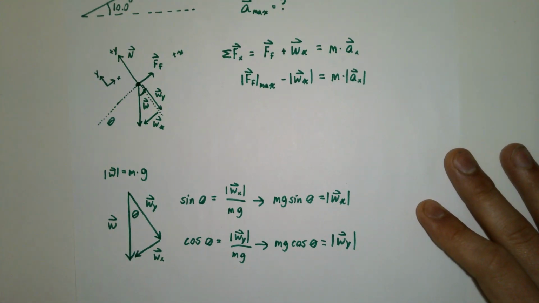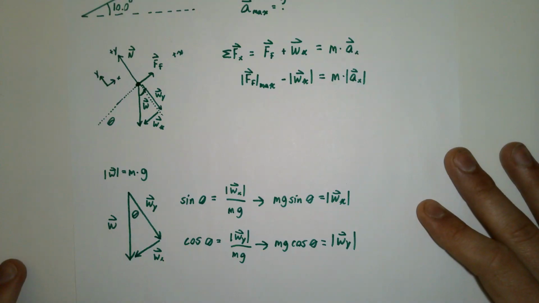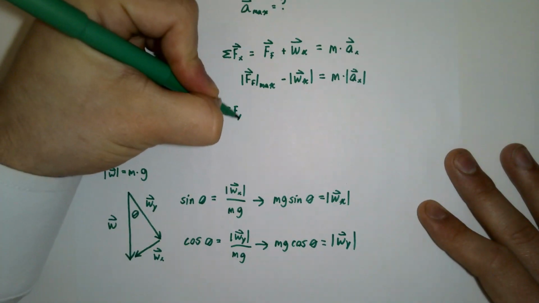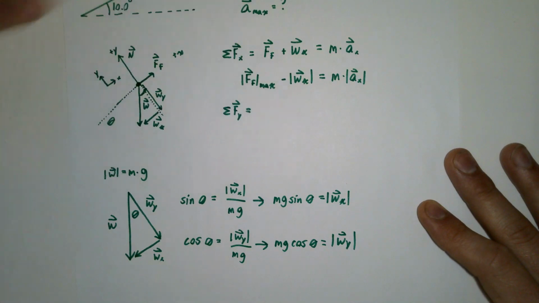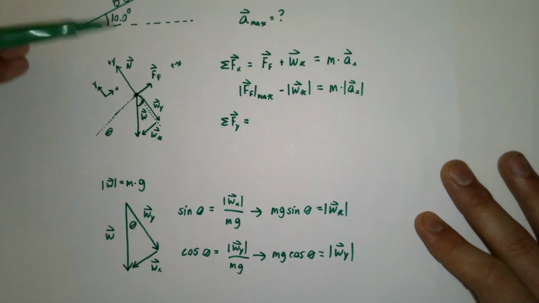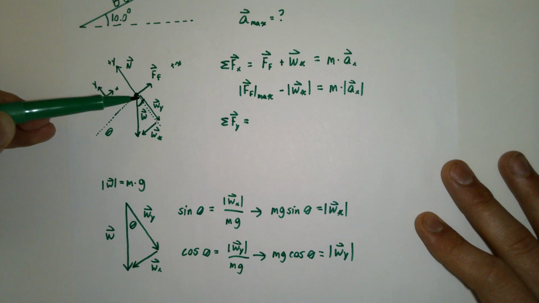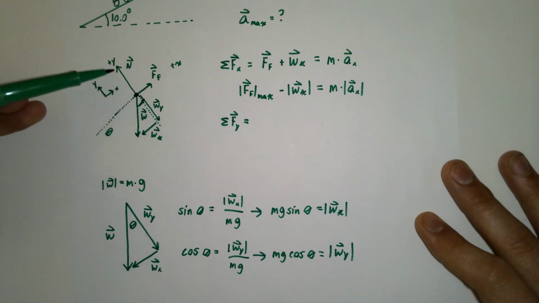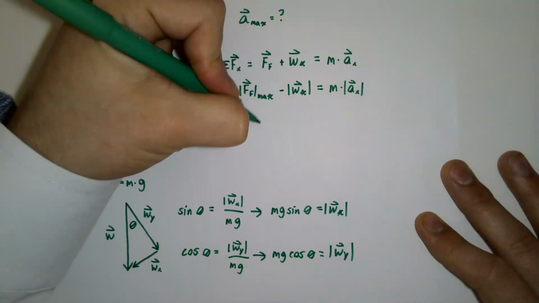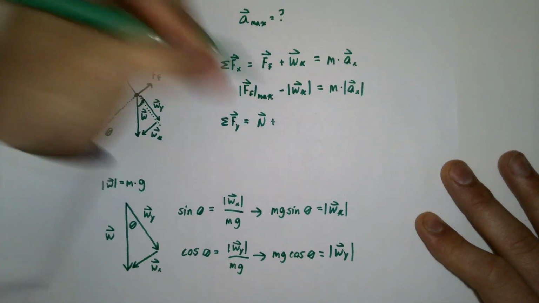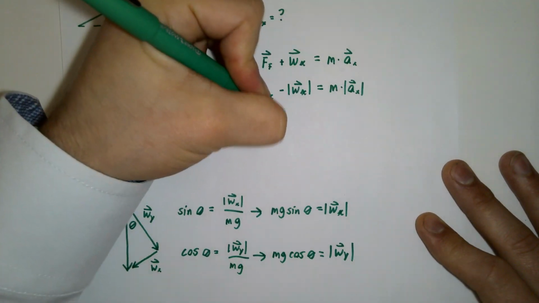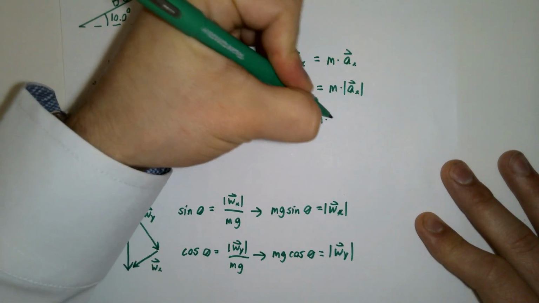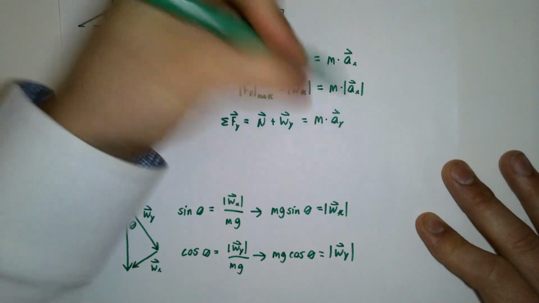Before we make any substitutions, however, I'm going to look at our forces in the y dimension. The forces acting in the y dimension, I look at my free body diagram, I see only two. I see weight in y and normal force. So we have the normal, which is in the positive y direction, and weight in y. That equals mass times our acceleration in y.